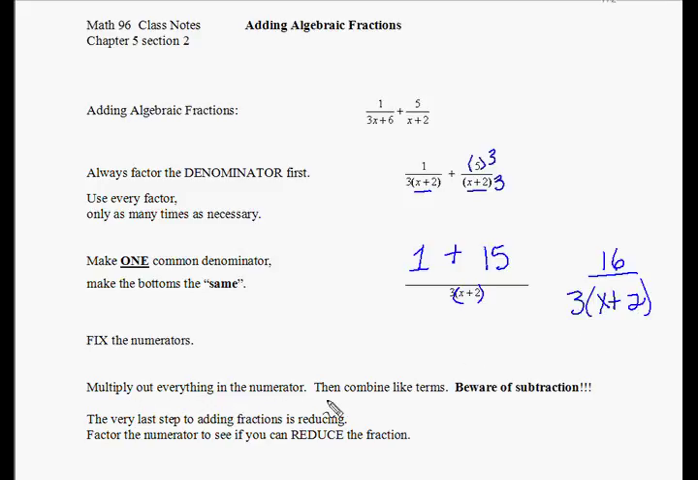Multiply everything out in the numerator, then combine those like terms. But beware of subtraction. Now we'll see a couple of examples where that'll come up and you'll understand why you have to beware of it.